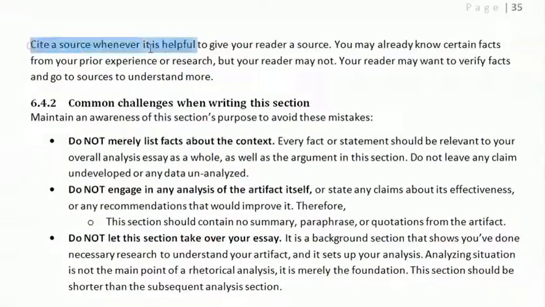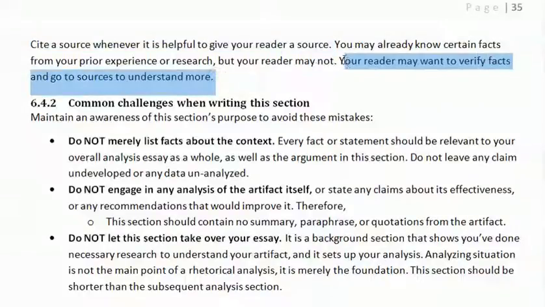You should be citing a source whenever it's helpful to give a source. Even if you know certain facts or you think that your reader should know them, citing them is a courtesy to help your reader find a place that they can go to verify those situational facts. So these are the challenges about writing the section.